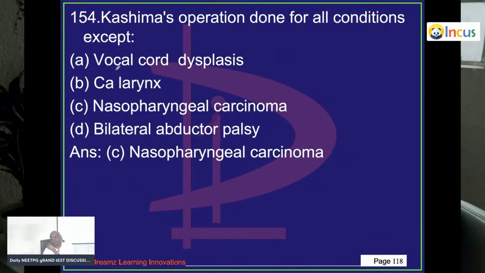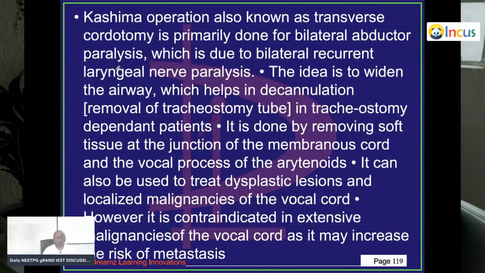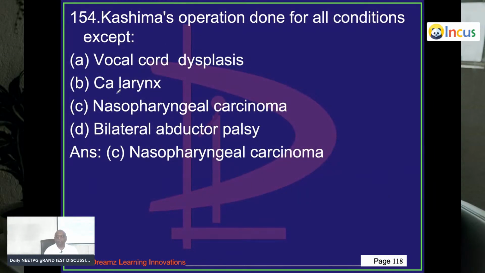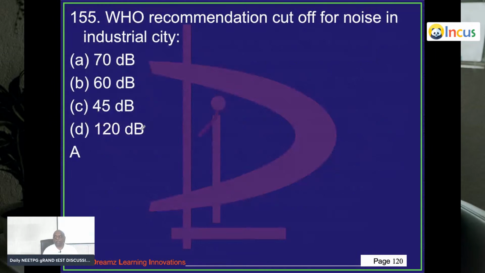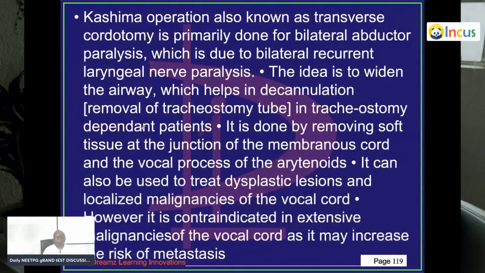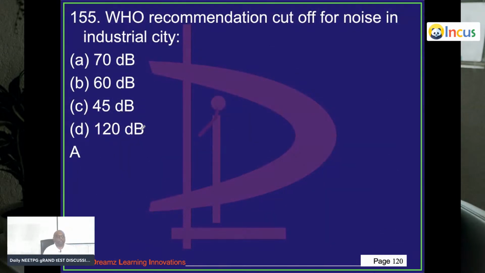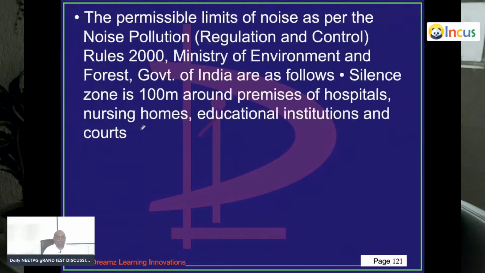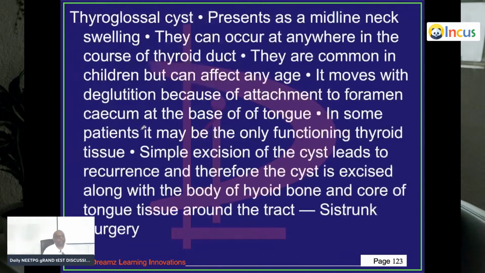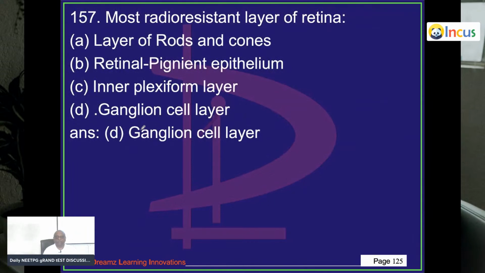Kashima operation is also known as transverse cordotomy. It is done for vocal cord paralysis, carcinoma larynx, and bilateral abductor palsy. The WHO recommended cutoff for noise in industrial cities is 70 decibels. Sistrunk operation is for thyroglossal cyst, even a little boy knows that.